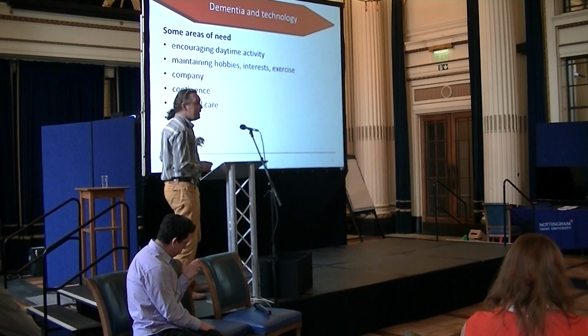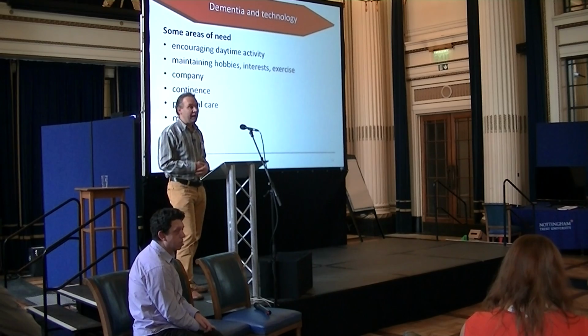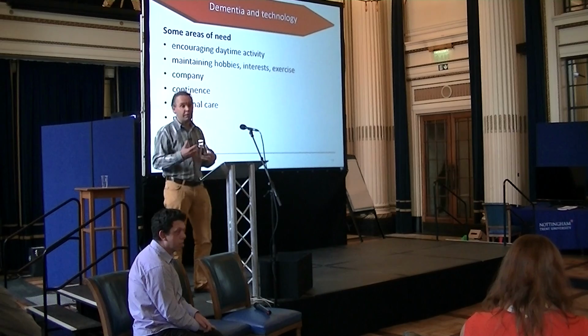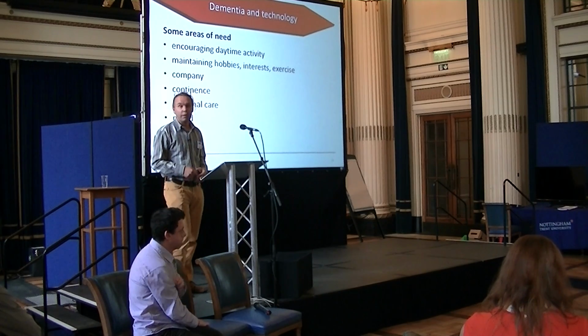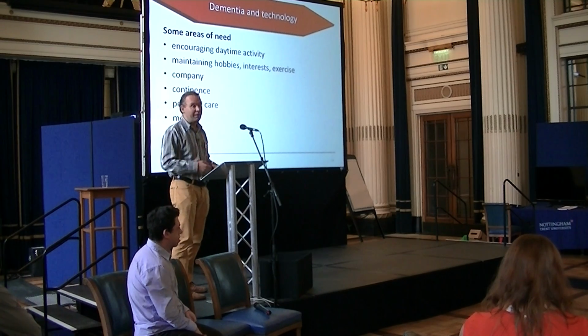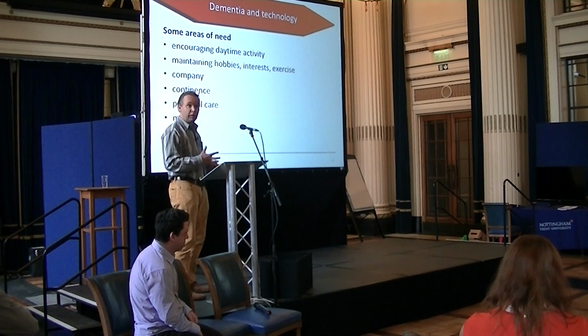So, some areas of need then. Dementia can have a real, severe impact on daytime activity, and there are issues of motivation and apathy, but also motivating to go out or motivating to perform everyday tasks, and so we could think about technology to support that.